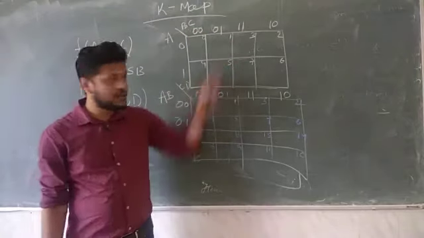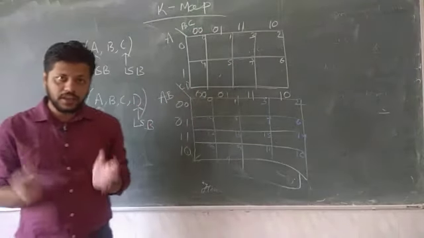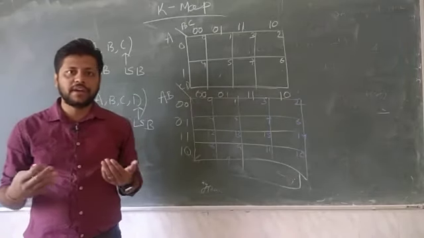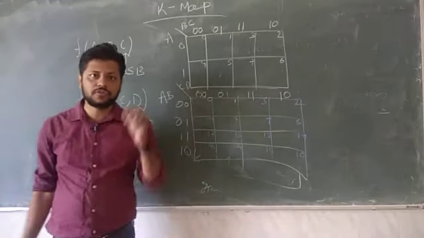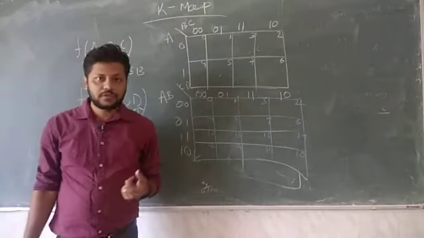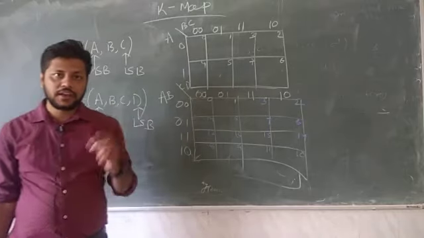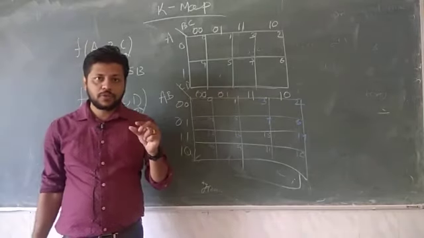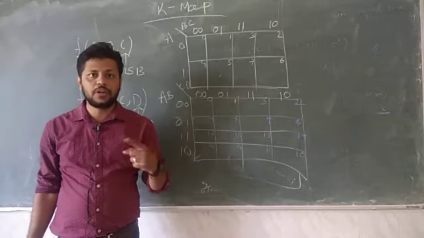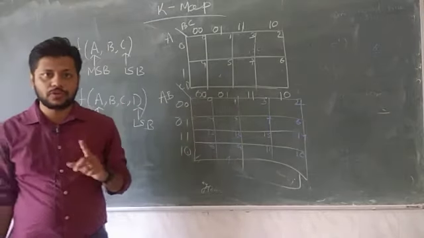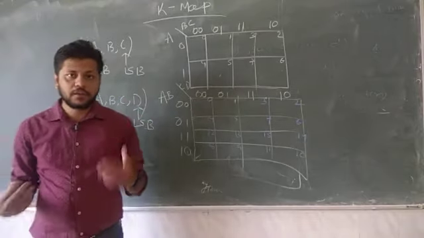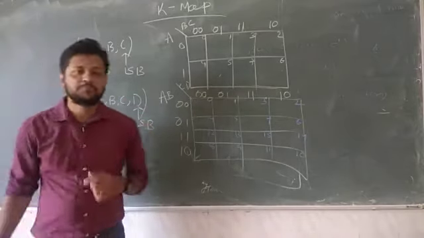Why am I writing 1 1 here? Because in K-map we are using Gray codes. We are not using the binary code, which is in the form of 0, 1, 2, 3. We are using Gray codes. Why Gray codes? Because in Gray codes the two consecutive codes differ by only 1 bit. That's why we use Gray codes in K-map.